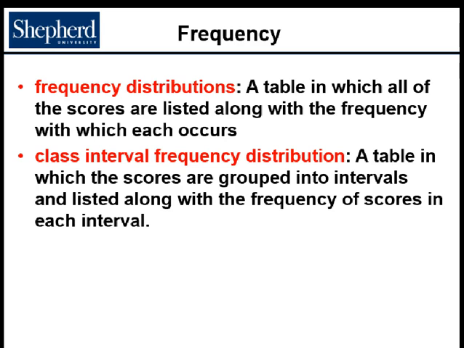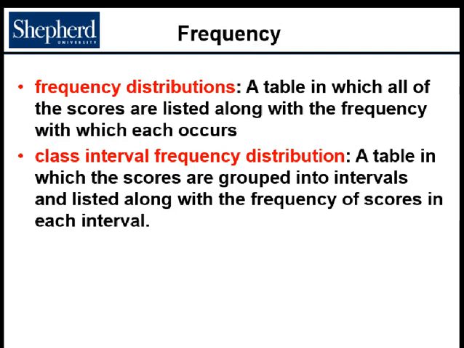Cumulative frequency distributions show the number of items with values less than or equal to the upper limit of each class. A cumulative relative frequency distribution shows the proportion of items less than or equal to the upper limit of each class. And a cumulative percent frequency distribution shows the percentage of items with values less than or equal to the upper limit of each class.